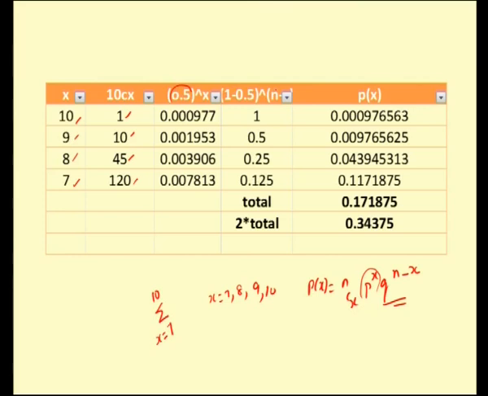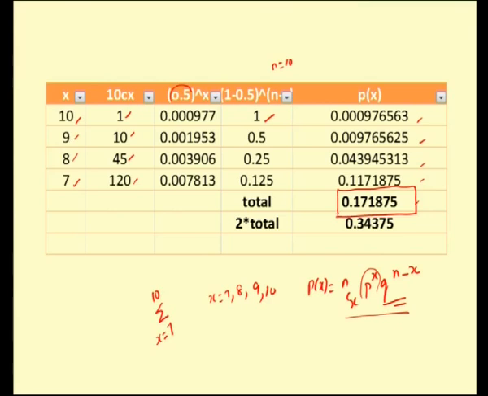So here n is 10 observations. So 10 minus x is 10, 0, and anything raised to the power of 0 is 1. So similarly, substituting, you will get the values. So to find out the probability, you multiply all the 3 columns, and you will get the required probability values. So the total probability is this.